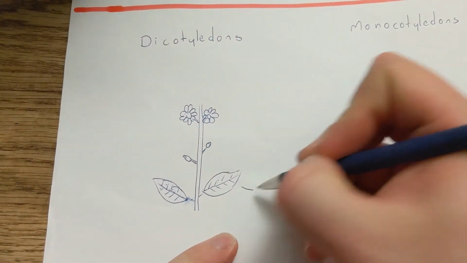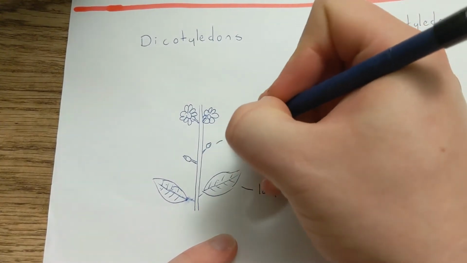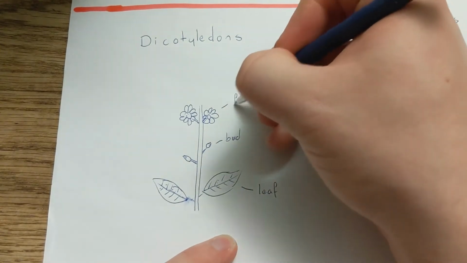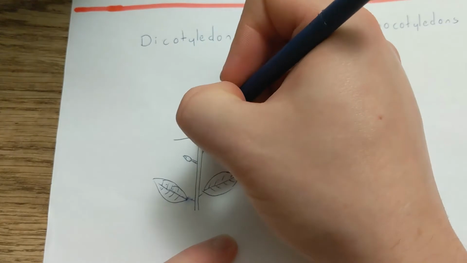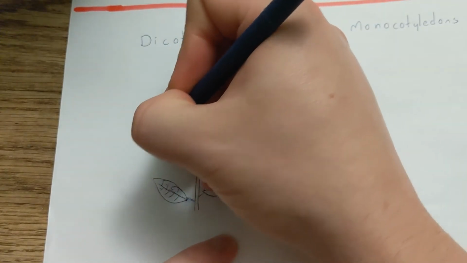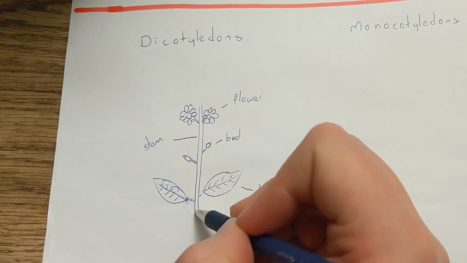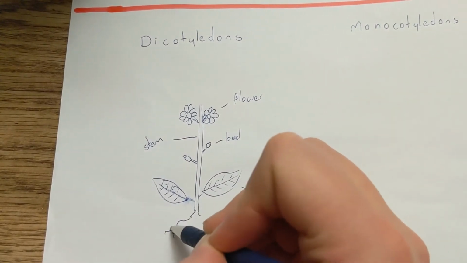So this, that is obviously your leaf. This would be your bud, B-U-D. This would be your flower. Here, this big tall bit, that would be your stem. And then underground, well, we know what plants look like underground. They've got roots going underground.